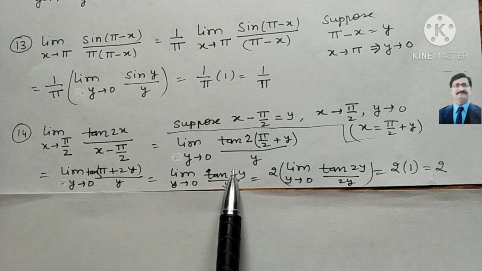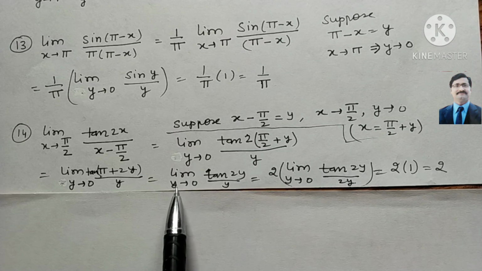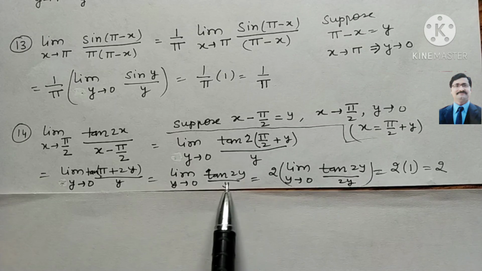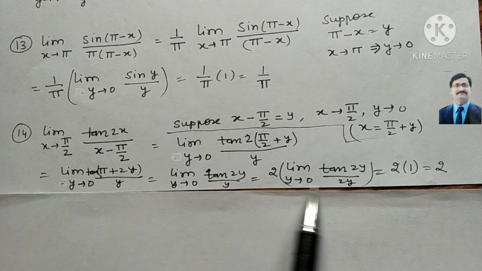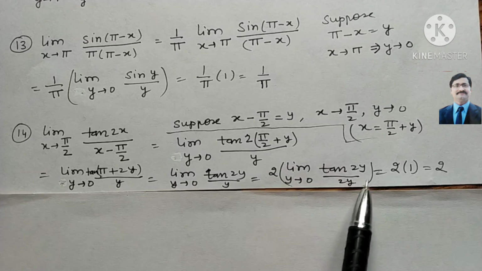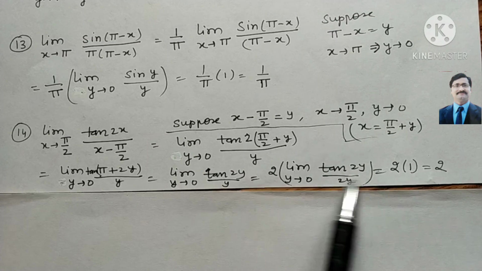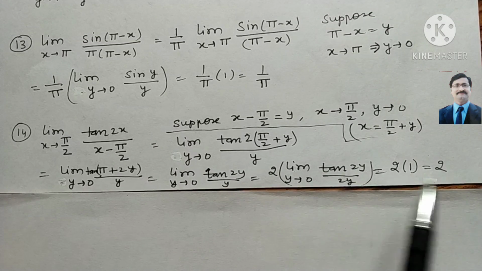Now here we want 2 in the denominator also: limit y tends to 0, tan 2y upon 2y, so we multiply and divide by 2. The value of this limit is 1, so 2 into 1 is equal to 2. So, did all of you understand this?